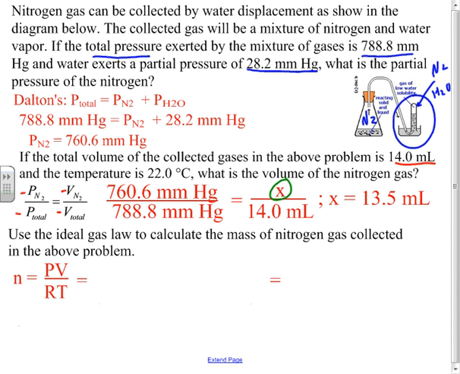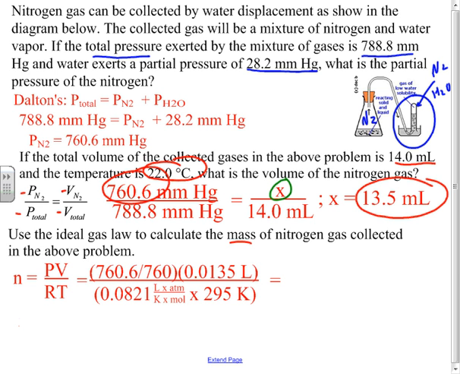Then we're asked to use the ideal gas law to calculate the mass of the nitrogen gas collected in the above problem. To get the mass of the nitrogen gas, we first have to get the number of moles. And so we are given the pressure in millimeters of mercury. We'll have to convert that to atmospheres. We're given the volume as 13.5 milliliters, the temperature as 22 degrees Celsius, and so we can convert to the appropriate units for the ideal gas law.